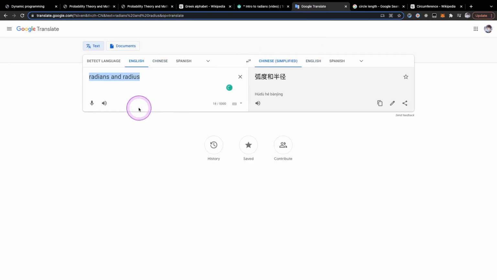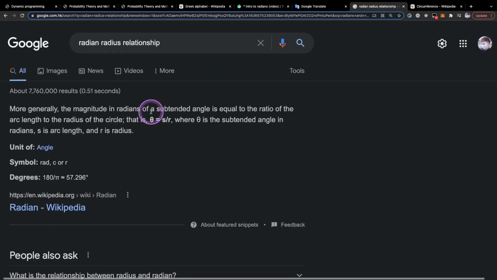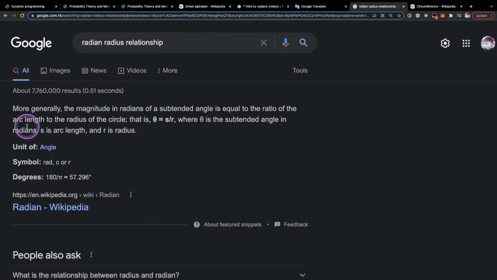There must be some relationship between the two. Okay, here is what it says. More generally, the magnitude in radians of a subtended angle is equal to the ratio of the arc length to the radius of the circle. That is, zeta equals S over R, where zeta is the subtended angle in radians, S is the arc length, and R is the radius.